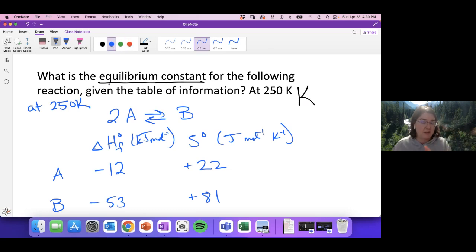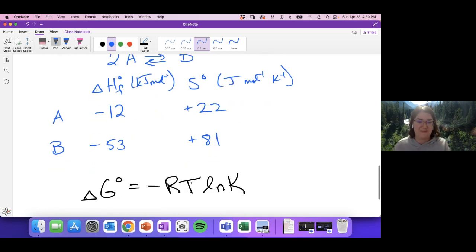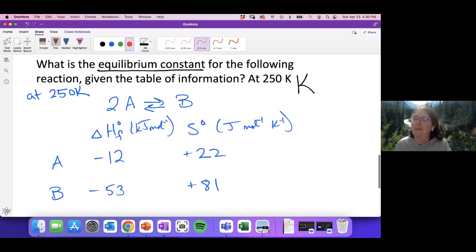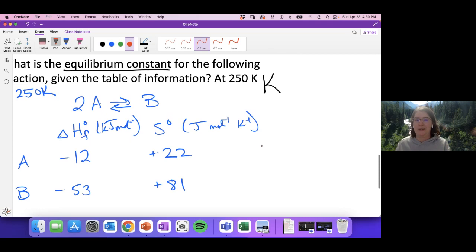Because there's something weird that we get to do. So this is going to be the goal. This is our -RT ln K. But in order to do that, we need delta G standard. And we don't have it. So we have to get it. And we're going to get it from this table of information. So we are going to do an awful lot of math for this. But that's okay, because we know how to do it.